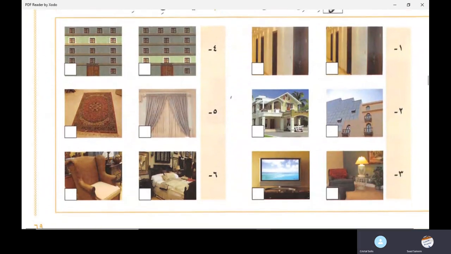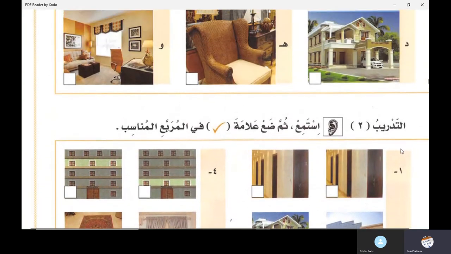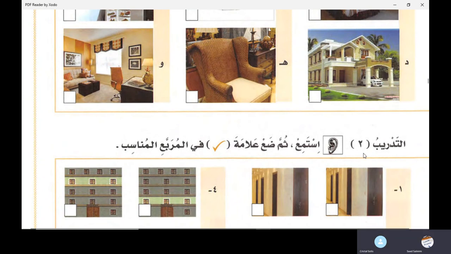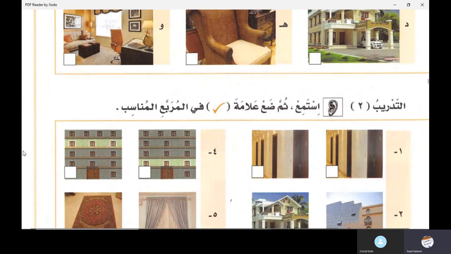Istami mada alemata. Okay, read this question. At-tadribu thani. Istami thumada alemata sahihata fil murabai munasibi. Listen, then put the tick symbol in the appropriate box.